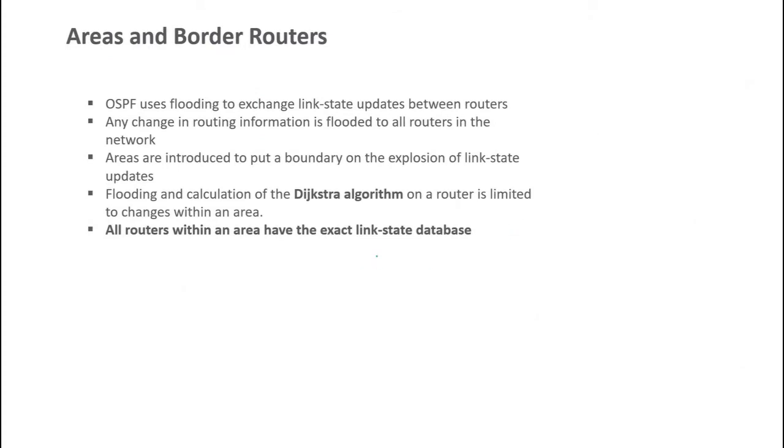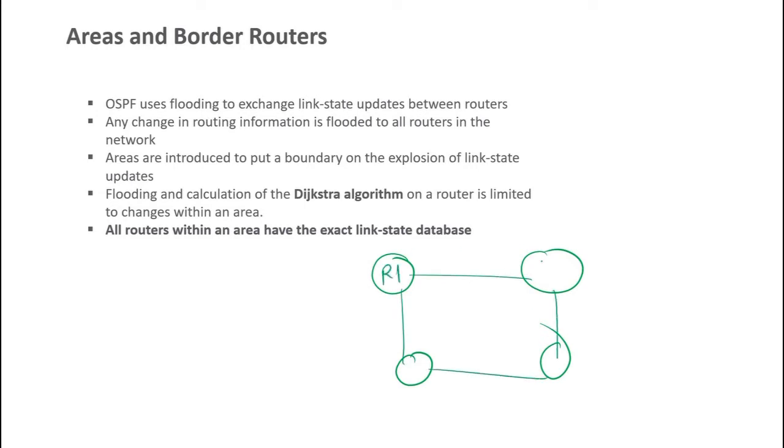Whenever we have a very large network, right? Suppose till now we have just 4 routers like this one. So let's say this is router 1, this is router 2, this is router 3, this is router 4. So this is just a small network. If any of the networks goes up and down, it has just limited updates that it has to share with all the networks in that area, right?